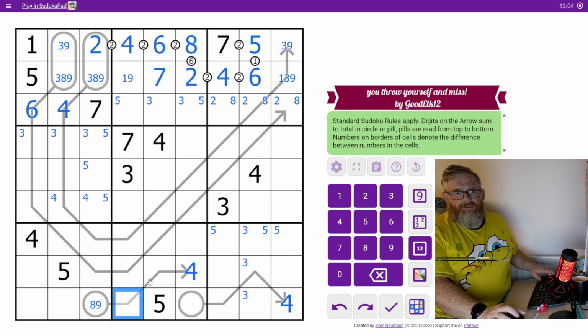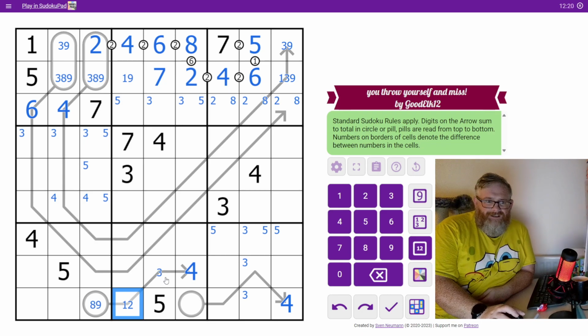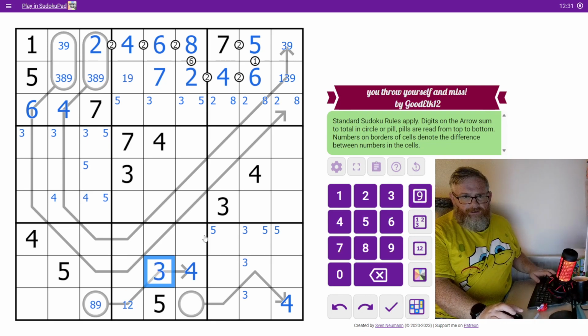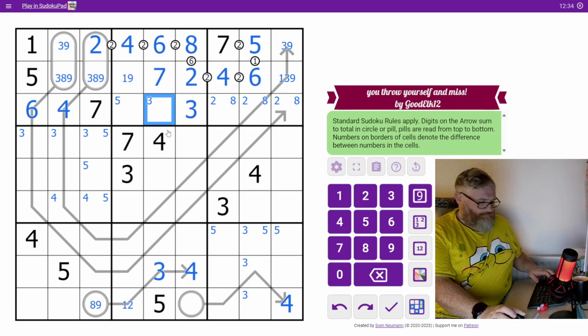1, 3. So I know 3 can't go there. So 1 and 3 would make 8. And 2 and 3 would make 9. Can I put anything there? Well, 4 and 1 and 4 would make 9, but of course that's illegal. So this has to be a 3. Okay, so that's quite interesting. Puts a 3 in there. Puts a 5 in there.